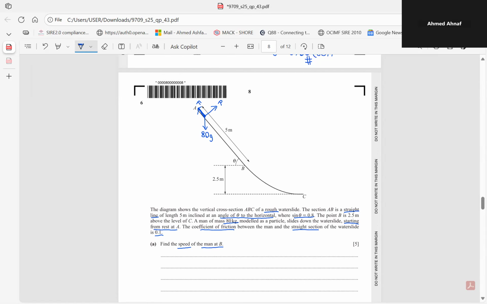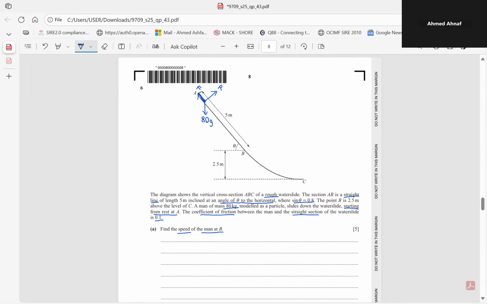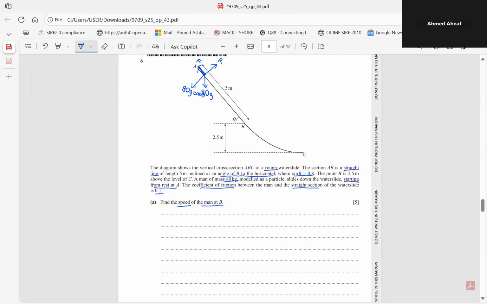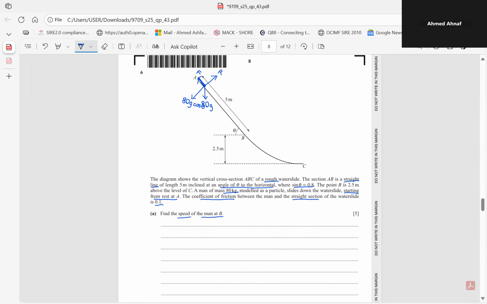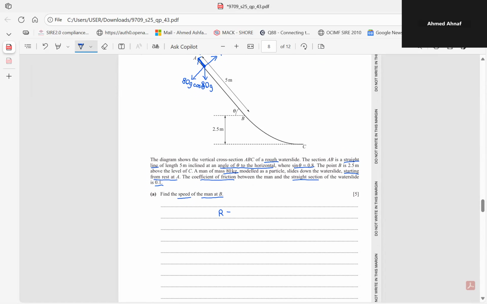Okay, so to find R, you take the vertical component of the weight. So this is 80g cosine theta. So we can equate R to 80g cosine theta.